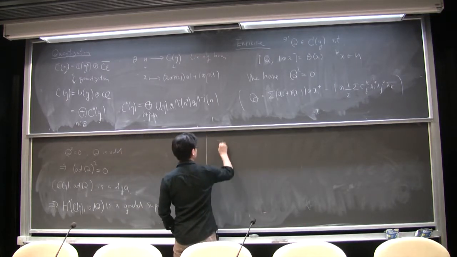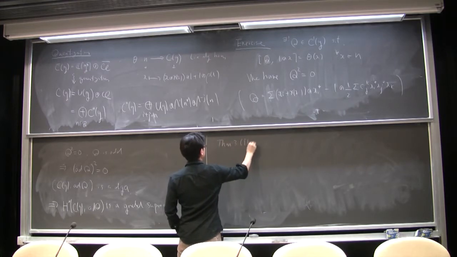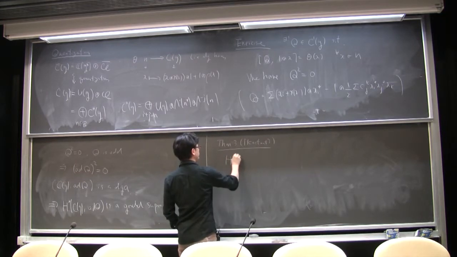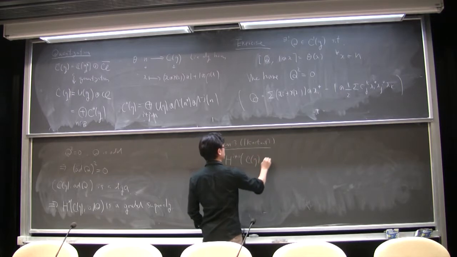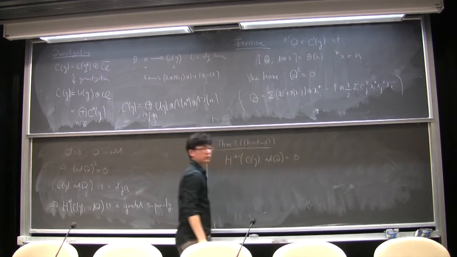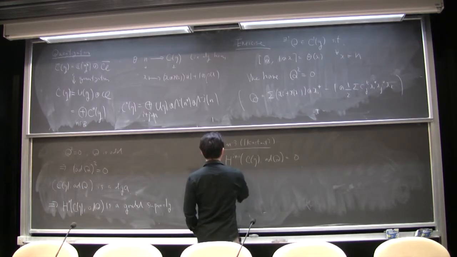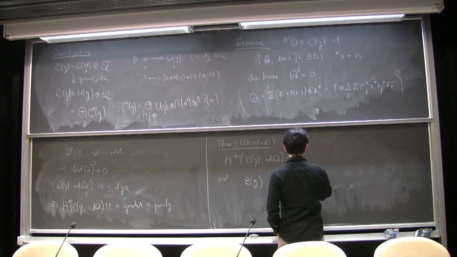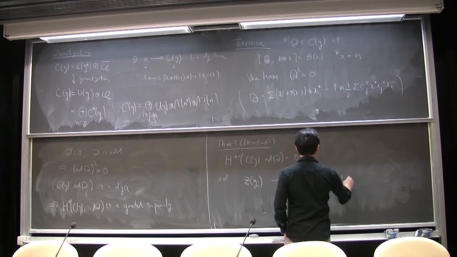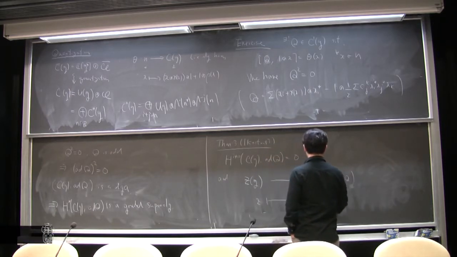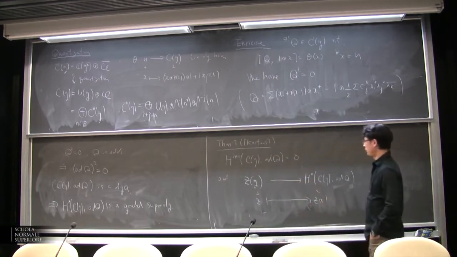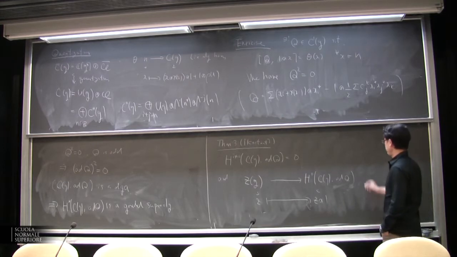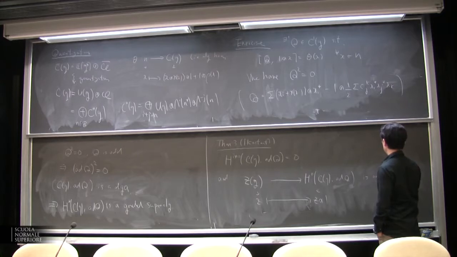Then the theorem of Kostant says we have the vanishing of cohomology for i not equal to zero. And there's a natural map from the center of the enveloping algebra to H0 of CG with ad Q, which sends z to z tensor 1, because the center commutes with everything, so ad Q of z equals 0. And the statement is that this is an isomorphism of algebras.